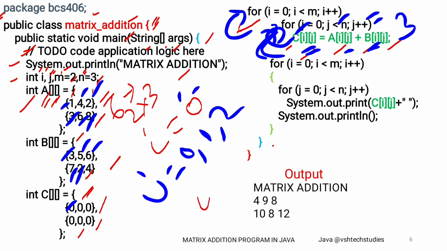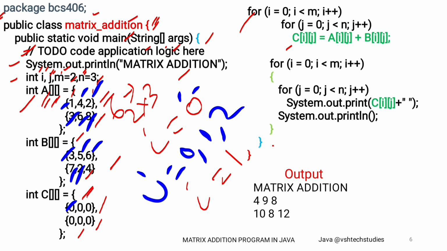So then i is made 1. When it starts from here, i is 1, and again j will be 0. So here A of 1 0 is added with B of 1 0. That is the second row first column element. When added, it is stored in the corresponding memory location of C.